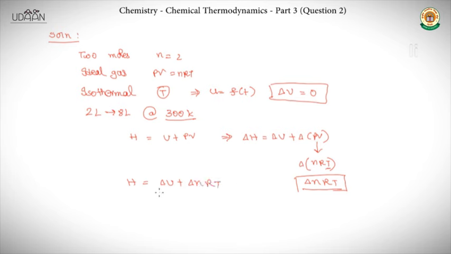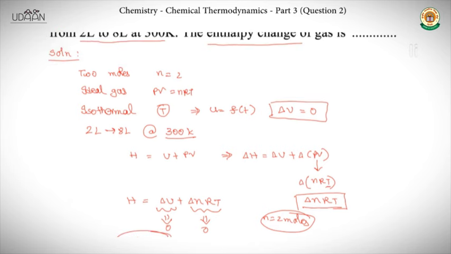Right? So delta U is 0 since it is an isothermal process. And delta n RT, since n equals 2 moles, it is fixed, constant, same throughout. So delta n RT is 0 again. So the change in enthalpy is 0. Oh, this seems like an interesting solution.